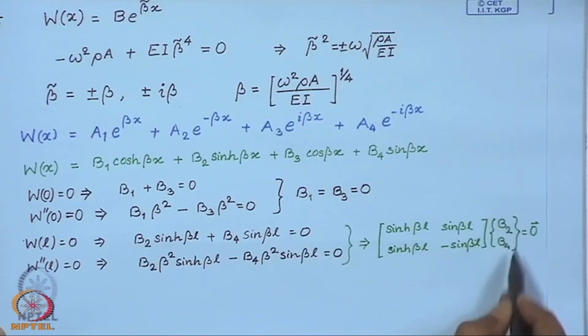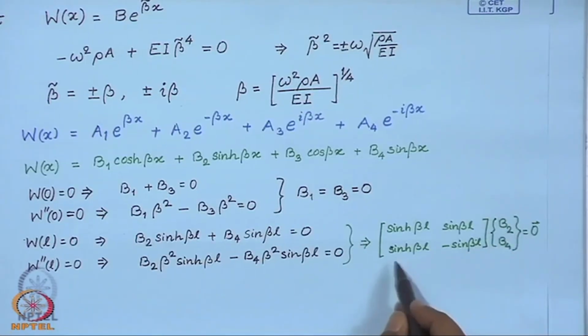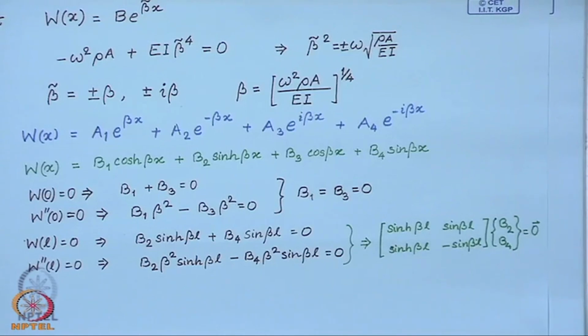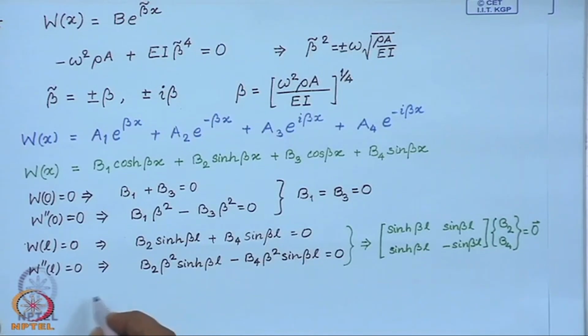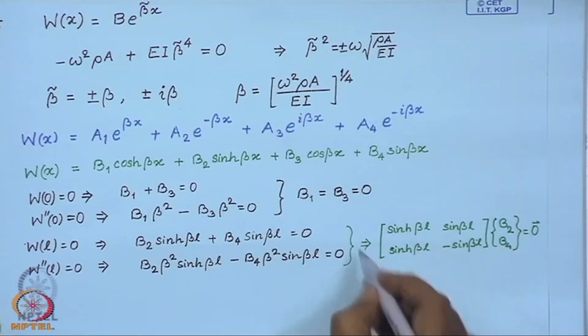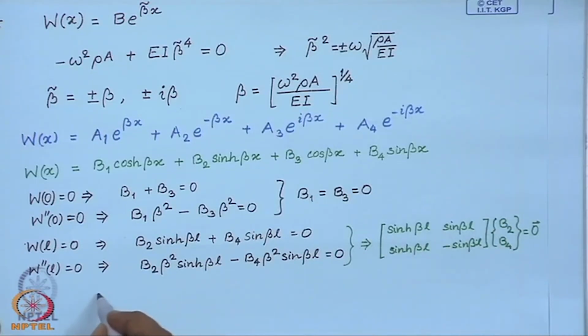So, if we want to have non trivial solutions of B 2 and B 4, then the determinant of this matrix must vanish, and that will give us the condition. So, determinant of this is minus 2 times. So, that must be 0.